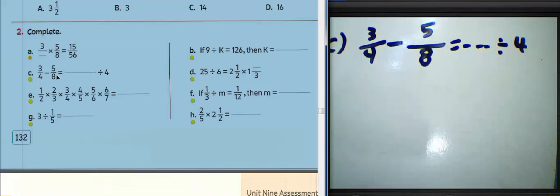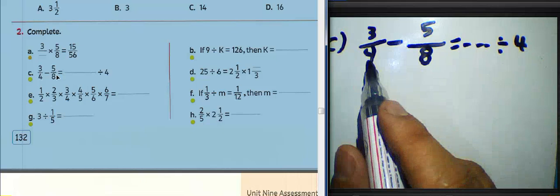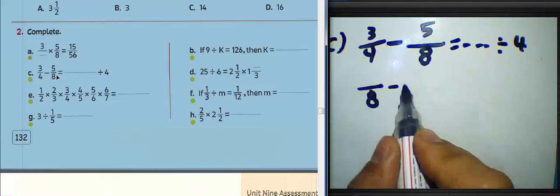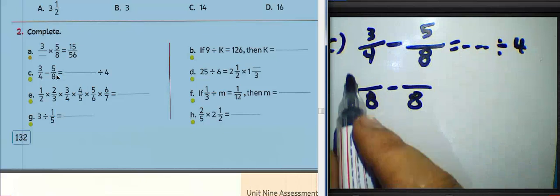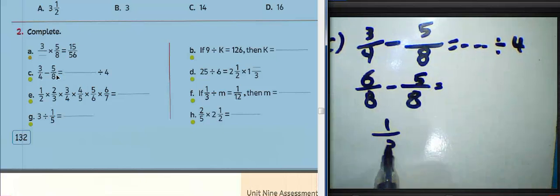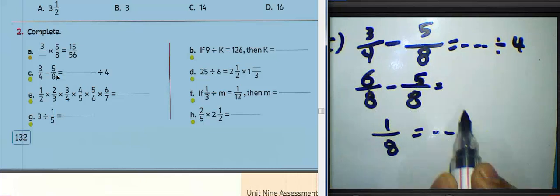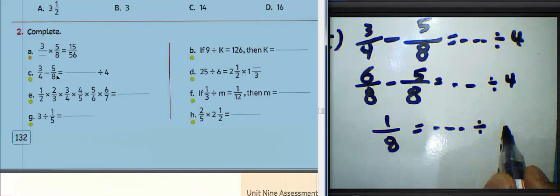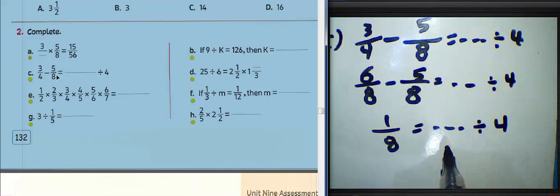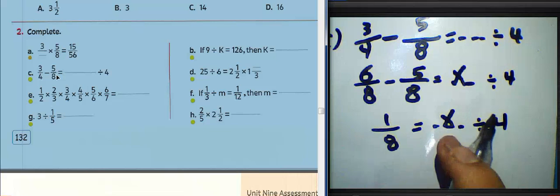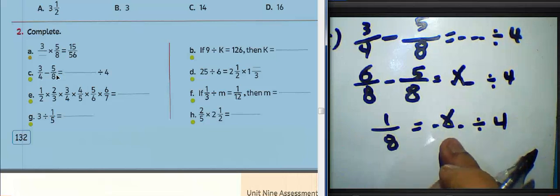We can find the result by writing the least common multiple of 4 and 8. It will be 8 because 8 can be divided by 4. 8 divided by 4 equals 2, 2 times 3 equals 6, and then the result will be 1 over 8. So 1 over 8 equals space divided by 4. To find the dividend, I will write x, the unknown number. X refers to the dividend.